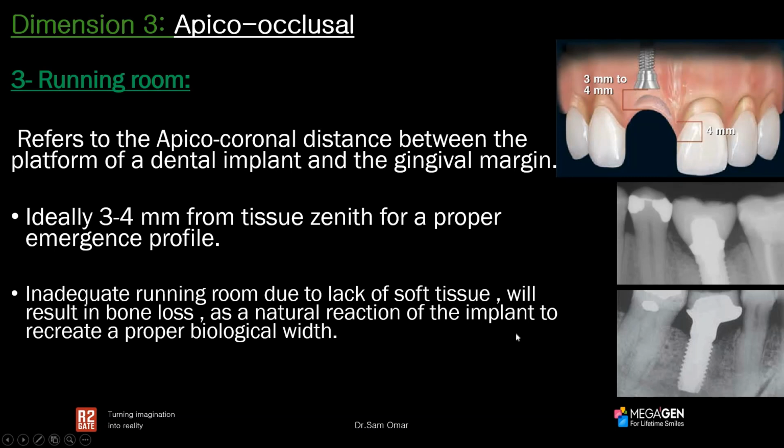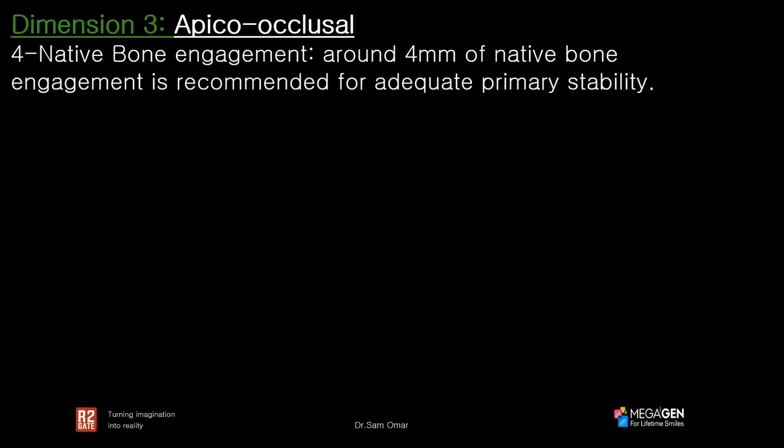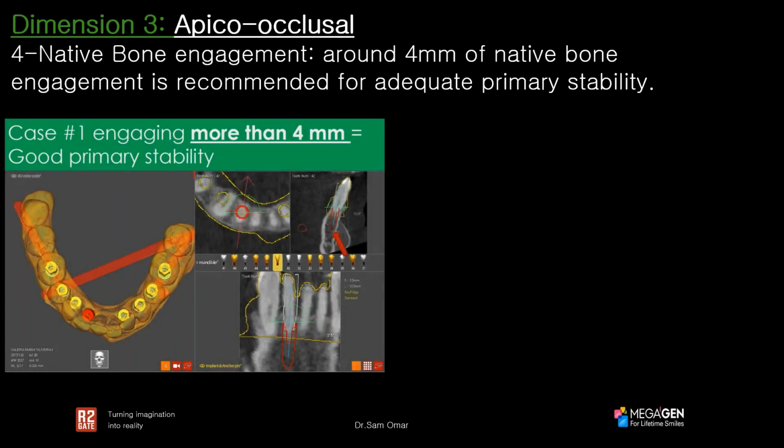Number 4 would be native bone engagement. We'll need about 4 millimeters of native bone engagement just to make sure that we have adequate primary stability. So when you're planning an immediate implant placement where you'll do the extraction and then you'll place the implant, make sure that your future implant engages at least 4 millimeters to make sure that you'll have good primary stability.